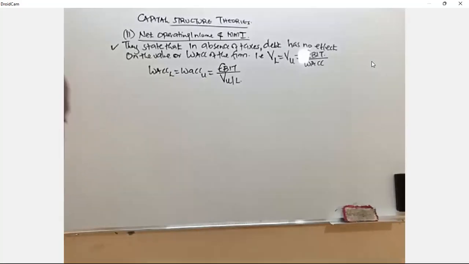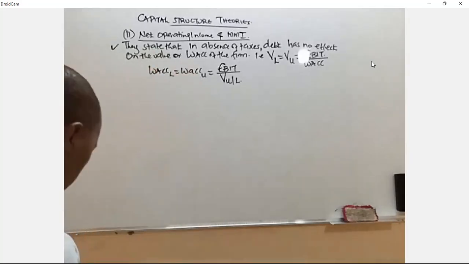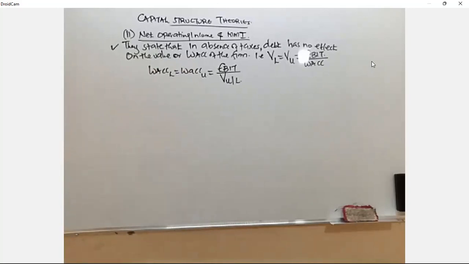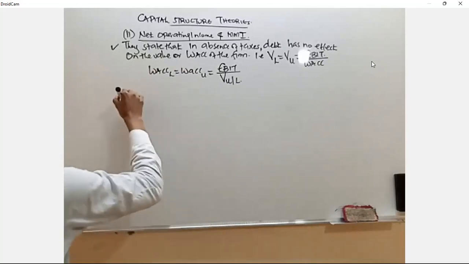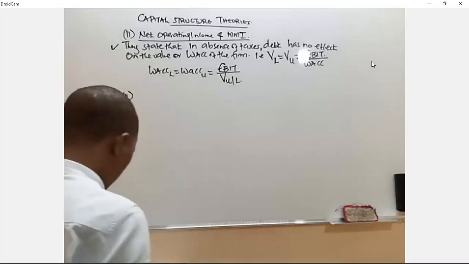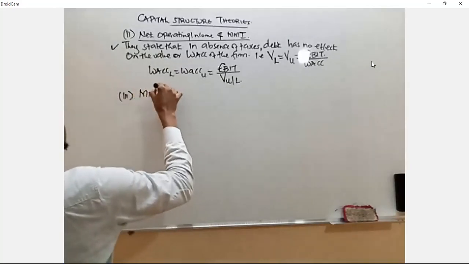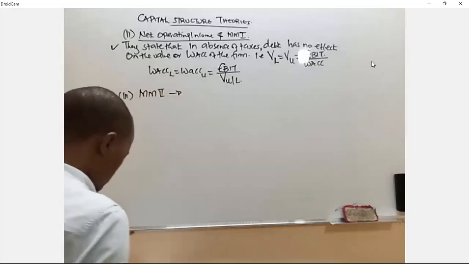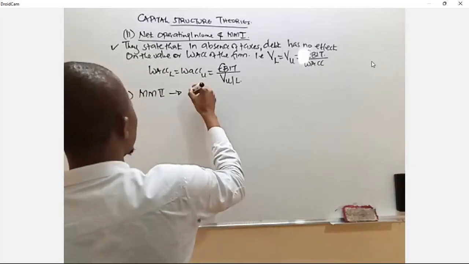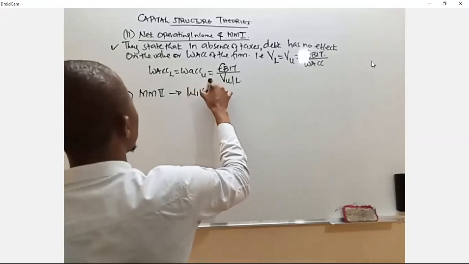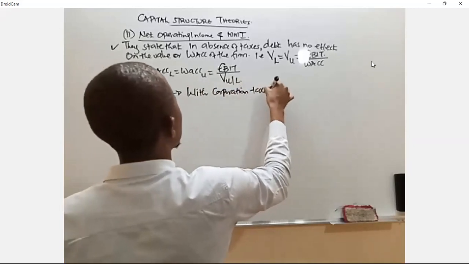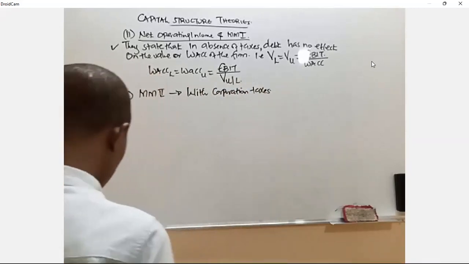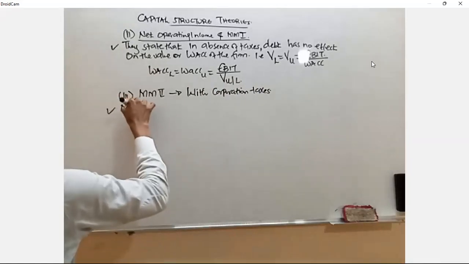Allow me now to shift gears because I just want to combine all this information to boost our understanding of certain Modigliani and Miller propositions. So allow me to go to number 3. I talk about MM2. We say this normally recognizes the availability of corporation taxes, with corporation taxes, right? We discuss about with corporation taxes.